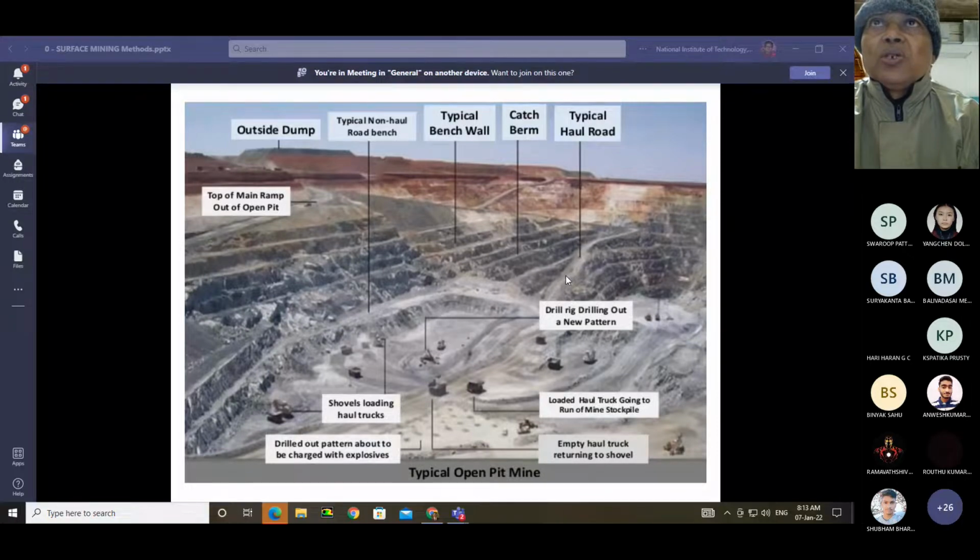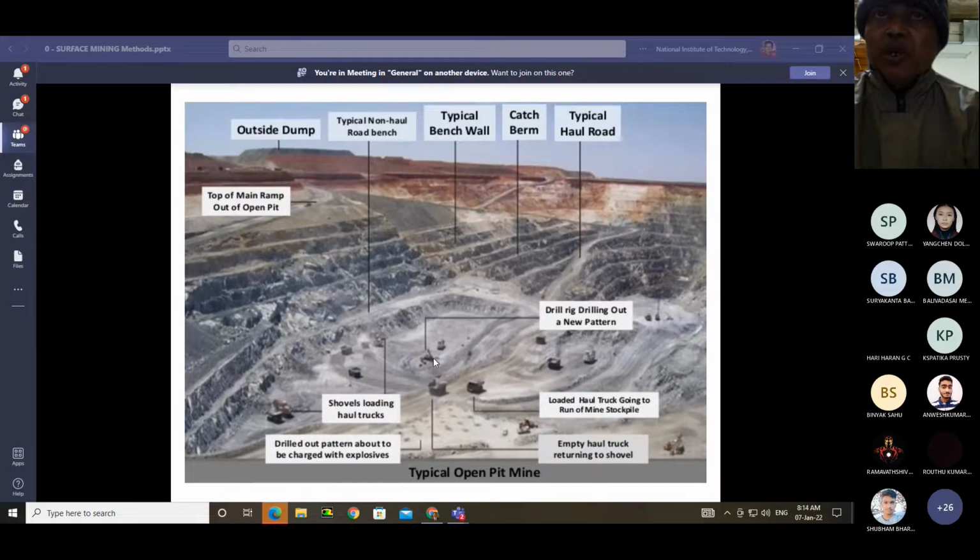Typical haul road through which the trucks are moving from the mine to the outer surface, and this is the drill machine, a drill rig drilling out a new pattern of holes, because first you have to drill the holes, and after that it will be blasted, and after that it will be loaded, and after that it will be transported. So four unit operations you have to carry out in surface mining projects. One is drilling, second one is blasting, third one is loading, fourth one is transportation.